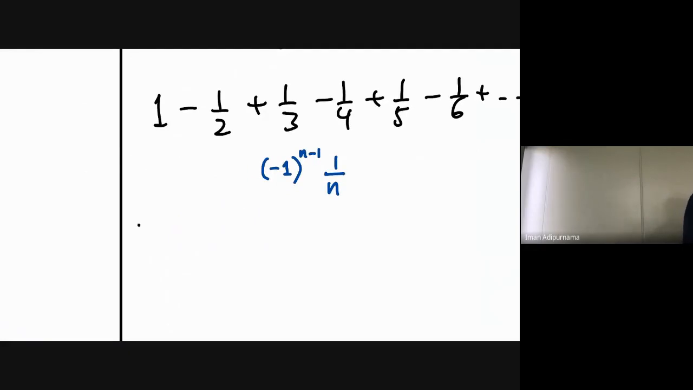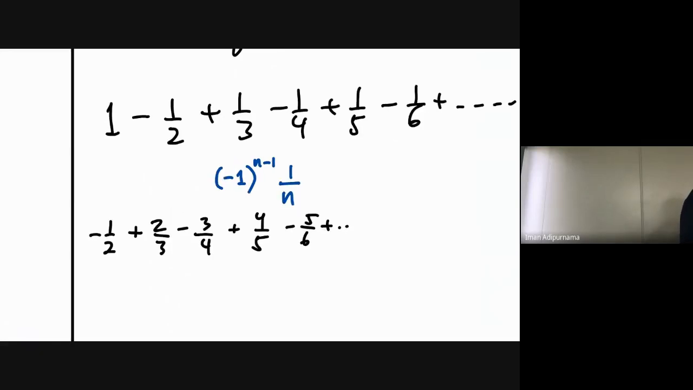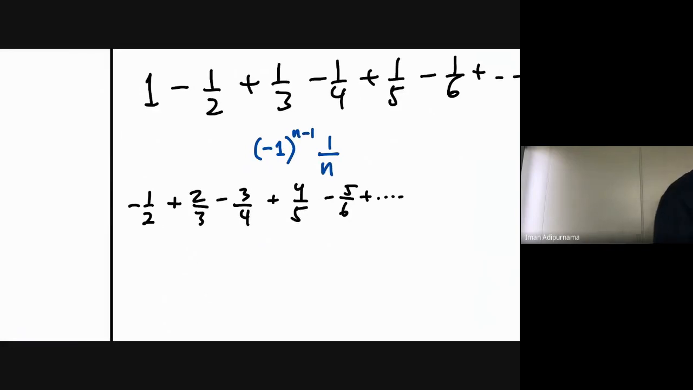And then maybe the other one starts from -1 over 2 plus 2 over 3, and then minus 3 over 4, and then plus 4 over 5, and then minus 5 over 6. Okay. Same way, we are separating the -1, and because it's starting with the negative, we can just say it's just n. Okay. It's from 1, 2, 3.